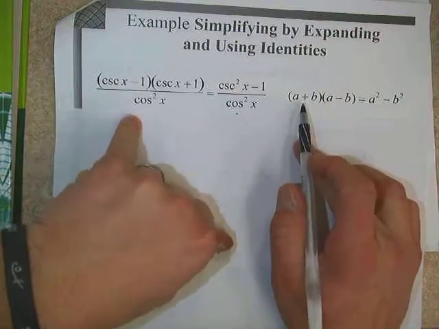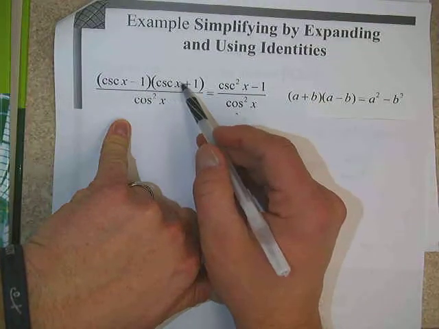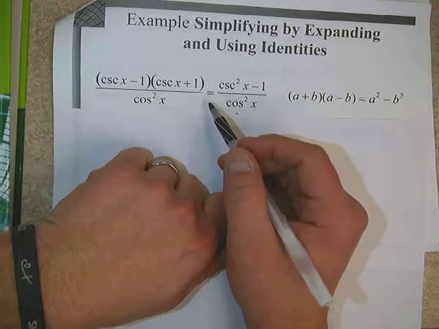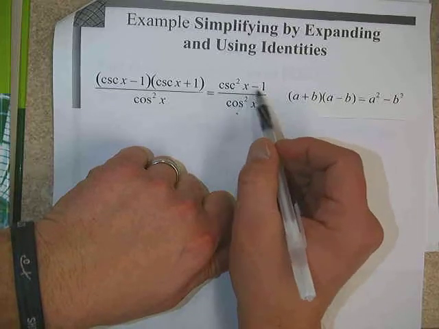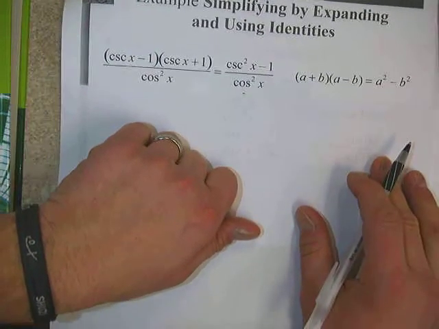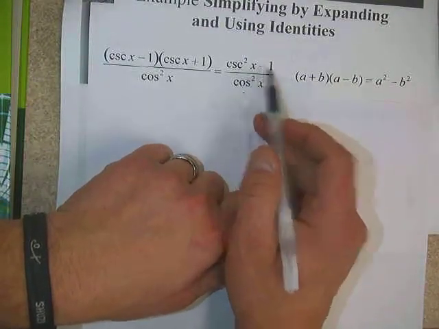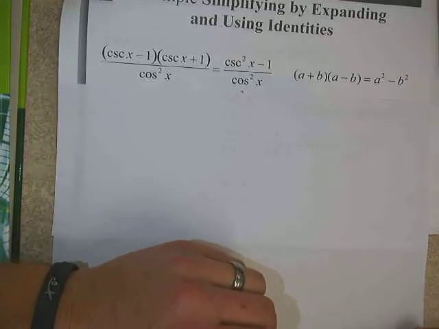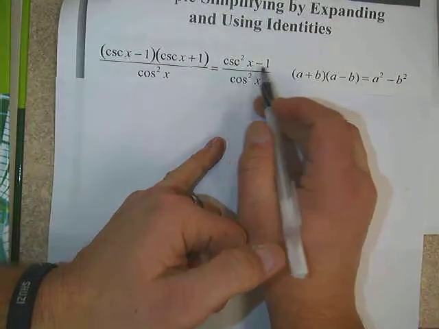If we were to FOIL that, recognizing that these two are conjugates, they have the same binomial but with two different signs, that means we really don't have to bother doing the inside and the outside on the FOIL. We could just do the first and the last. So we'd end up with cosecant squared minus 1 over cosine squared. This part right here just tells us why we got this, because we FOILed it essentially and got first, in this case, minus last.